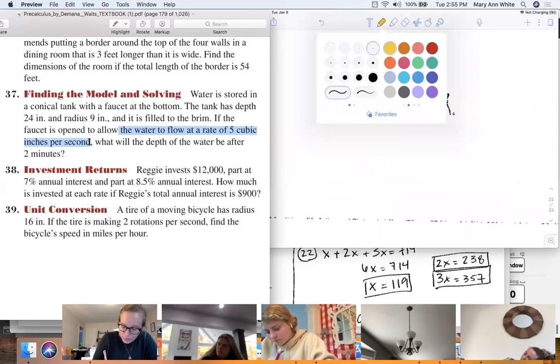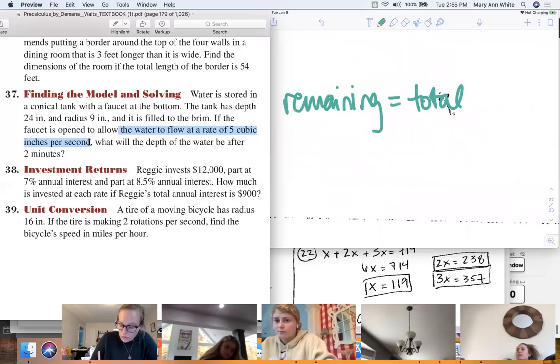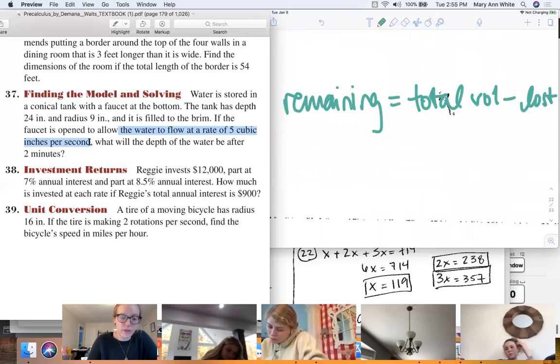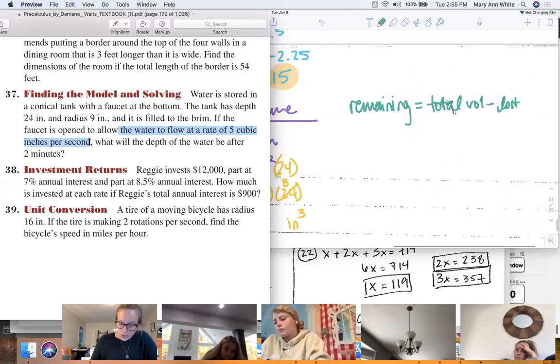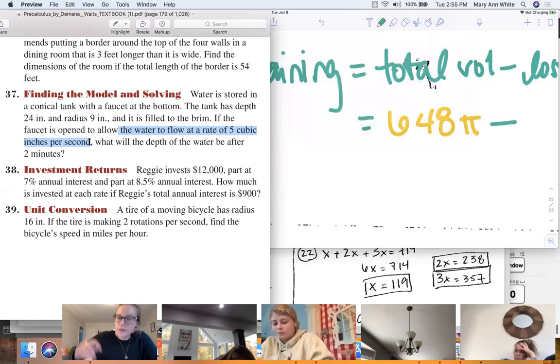So to find the remaining water, after I open the faucet and then close it after 2 minutes, to find out what's remaining, I can do my total volume minus what's lost, or what's drained out, or what's flowed out, whatever word you want to use. I already know my total volume. I just found that. That's my 648 pi. And I actually also know what's lost. It says at a rate of 5 cubic inches per second, I'm losing it.